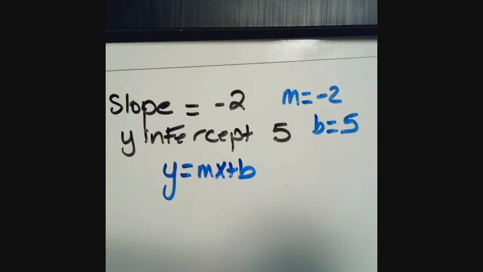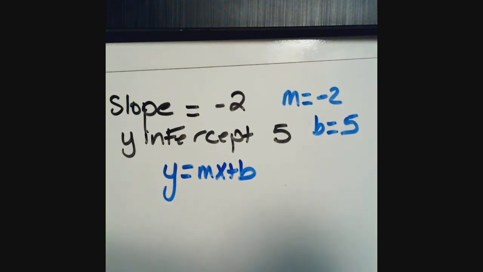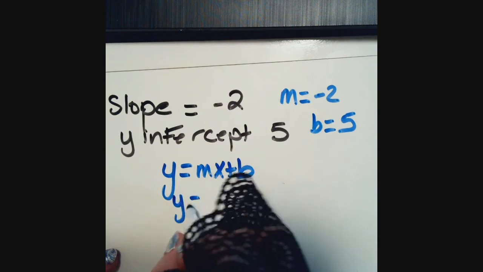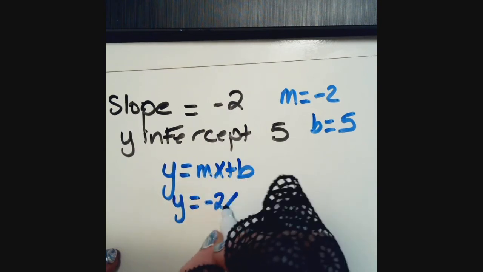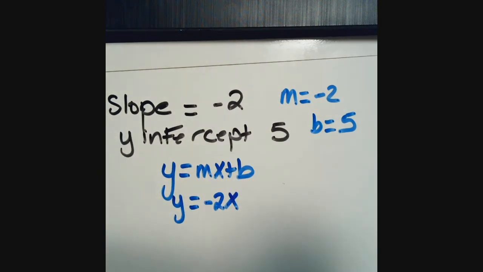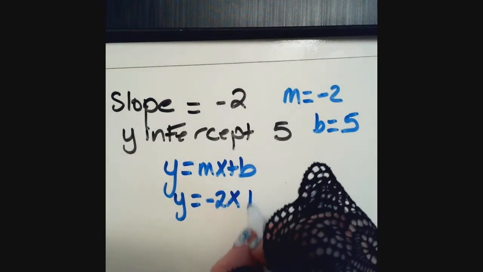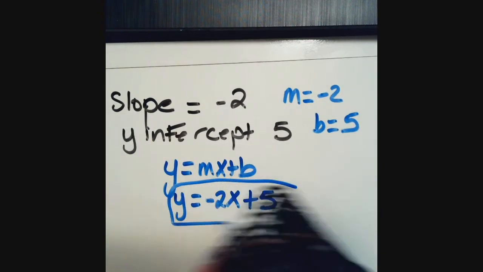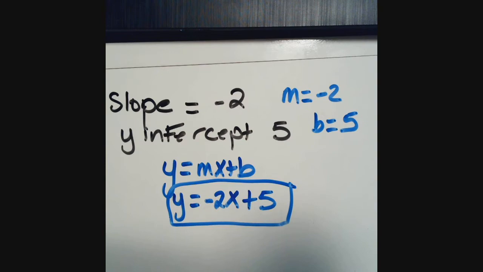So we know the slope is what? -2, right? So y equals -2, put that in front of the x, and then we know that the y-intercept, that's the point that passes on the y-axis, is +5. So there is your answer right there. It's as simple as that.